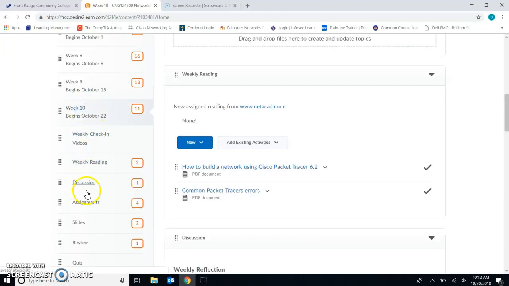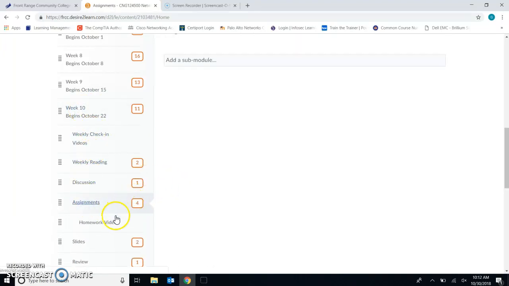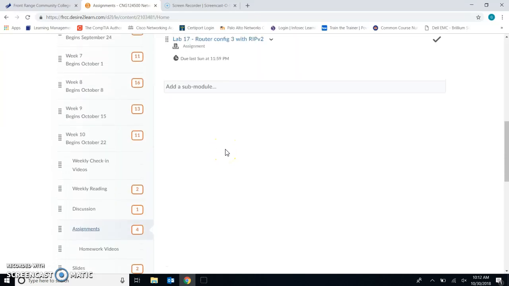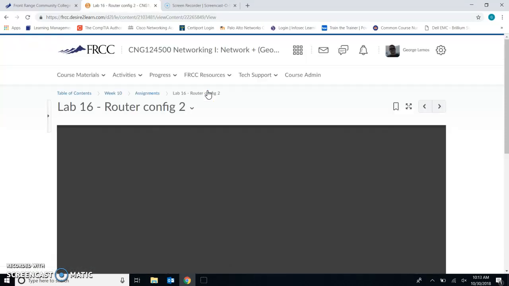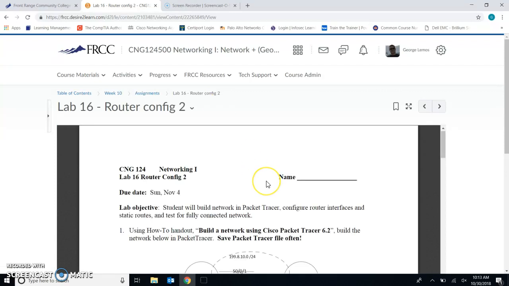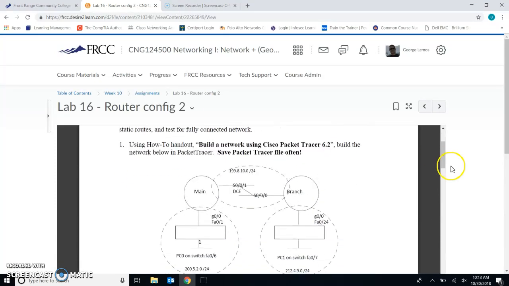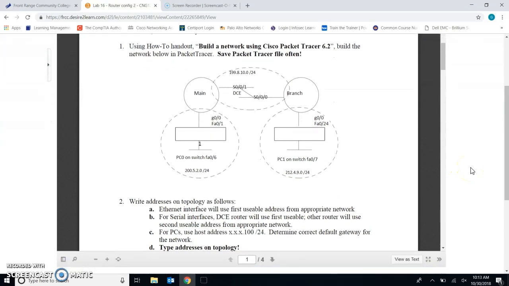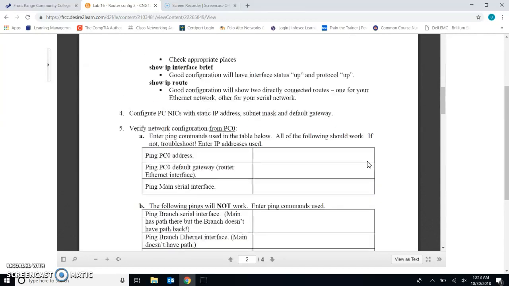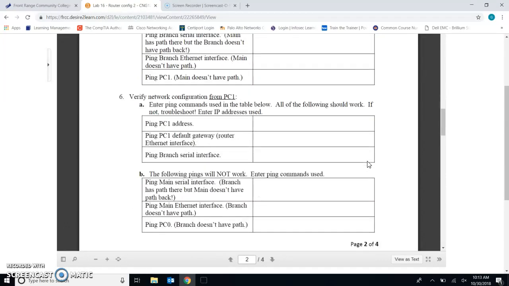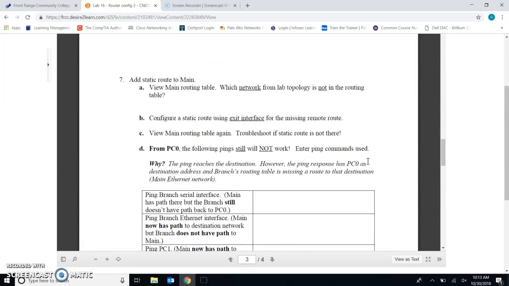Week 10 assignments. So with router config and RIP version 2, we're really not starting to use something new, it's building on Lab number 15. So once again, the lab is shrunk down. These are not all the commands you need. The lab is shrunk down just so we're not going through all the commands again.